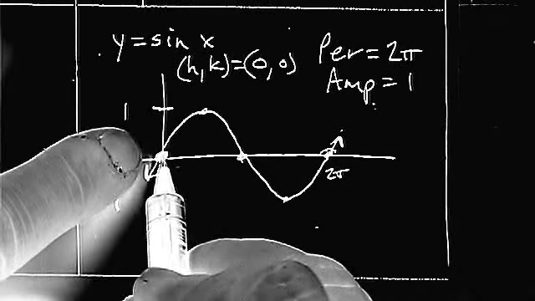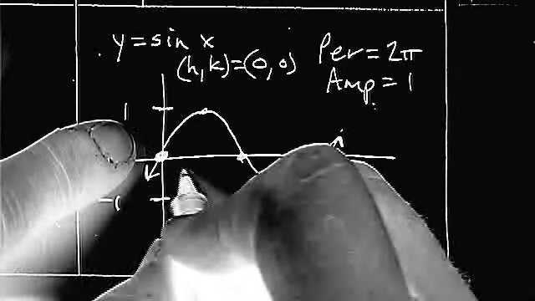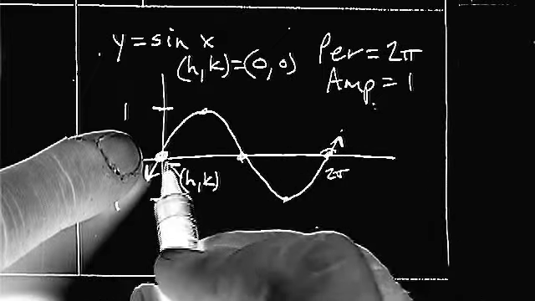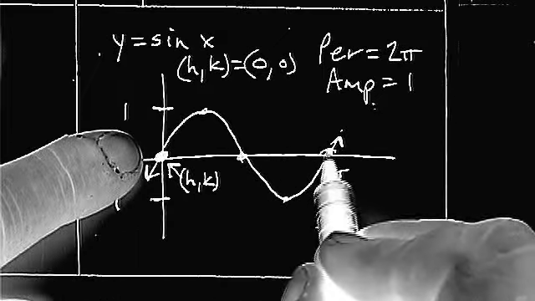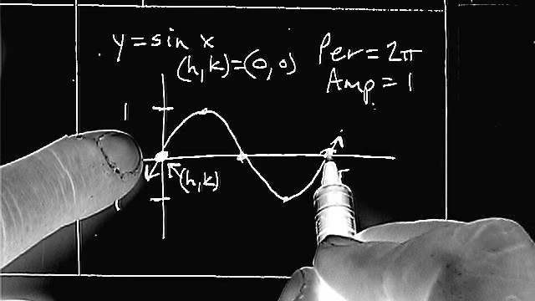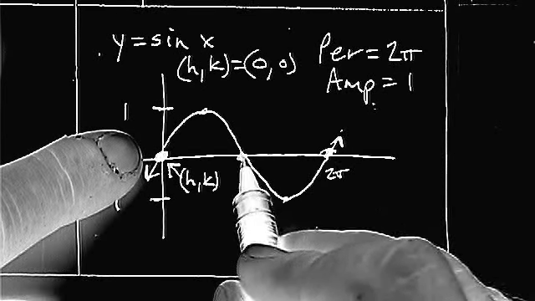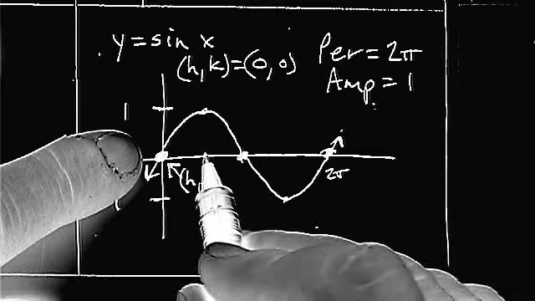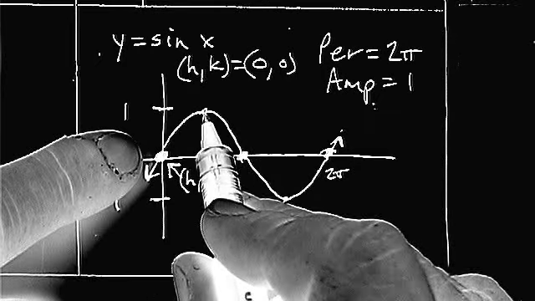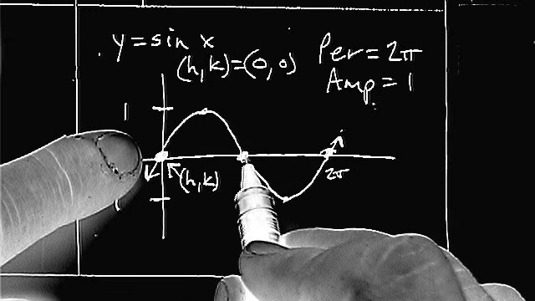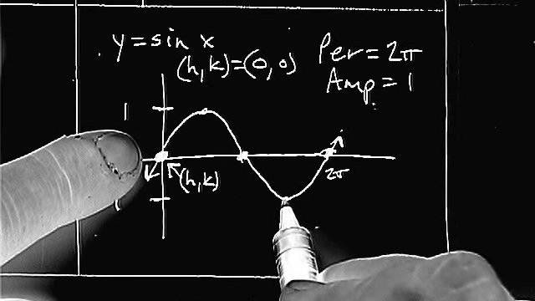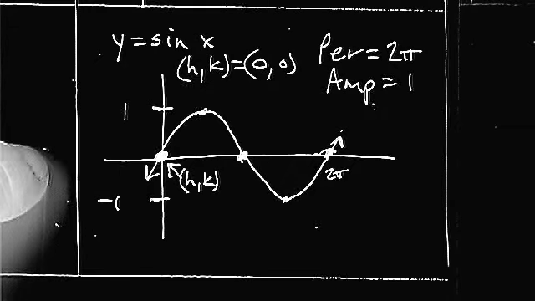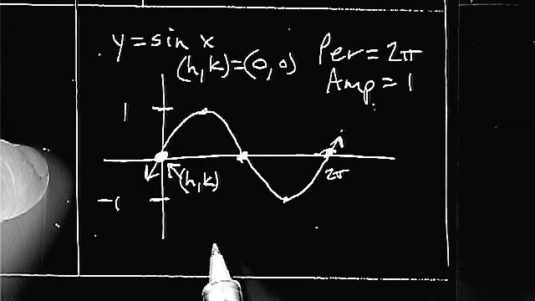When I draw my points, I start with this one, HK. Then I jump all the way using the period to the place where it starts over. Then I jump all the way back to the middle, and it's going to be back at the center line. Halfway in between here and here, I go up using the amplitude, and halfway in between here and here, I go down using the amplitude. And that's how I graph my 5 points on a sine wave.